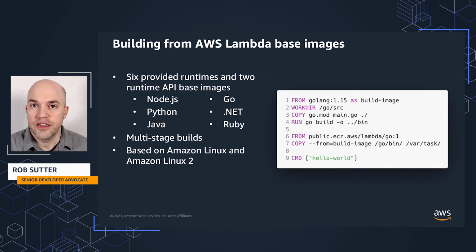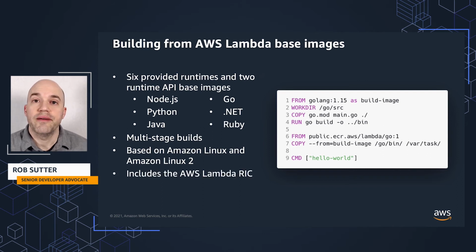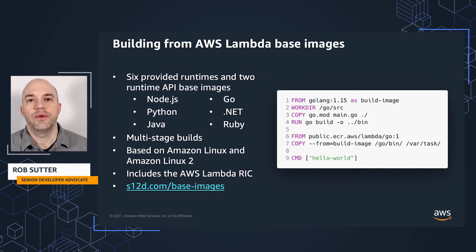Just like the runtimes that you use when you use a zip file archive function, these runtime base images are based on Amazon Linux or Amazon Linux 2. The same runtimes are based on the same underlying operating systems. The AWS provided base images include both the RIC and the RIE out of the box, so you don't need to install them. You simply need to add your function code. And for more information on the base images provided by AWS Lambda, see s12d.com/baseimages.